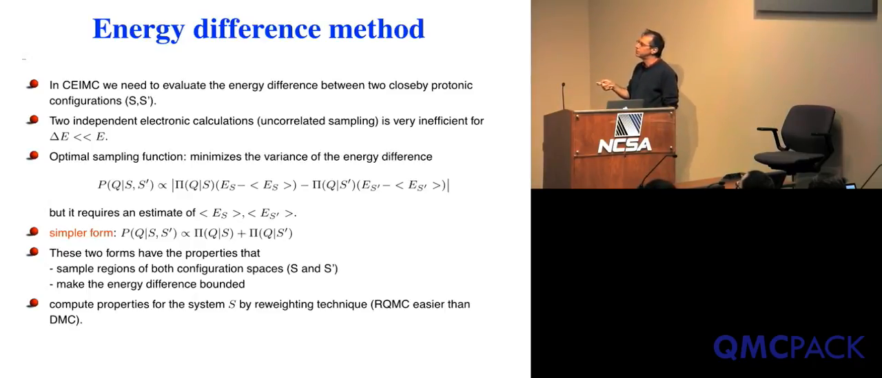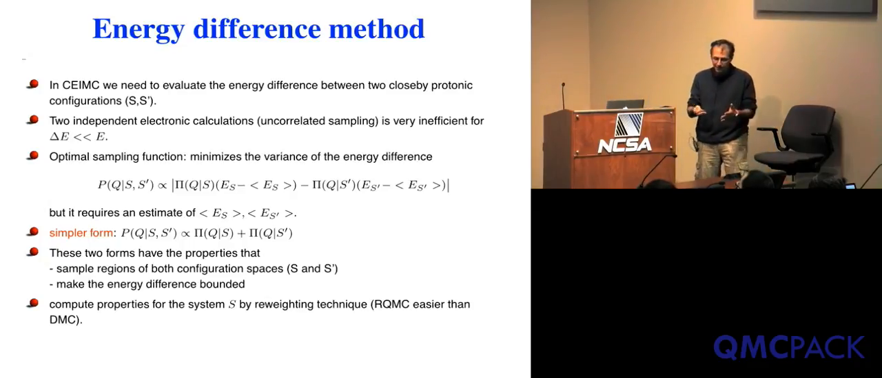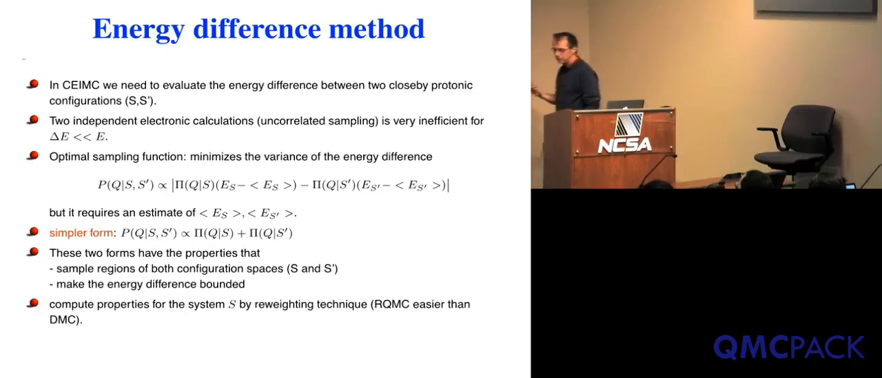Of course, then you also want to compute thermodynamic properties, like the internal energy, and then you can compute the properties for the system S, for instance, or S prime, as you want, by doing reweighting. And this is why we decided to use reptation quantum Monte Carlo rather than diffusion Monte Carlo. Because when you do diffusion Monte Carlo, you generate this trajectory, but you don't keep memory of the past. Now, suppose that you want to reweight your sampling. You cannot do this. I mean, you can, but it's much more difficult.